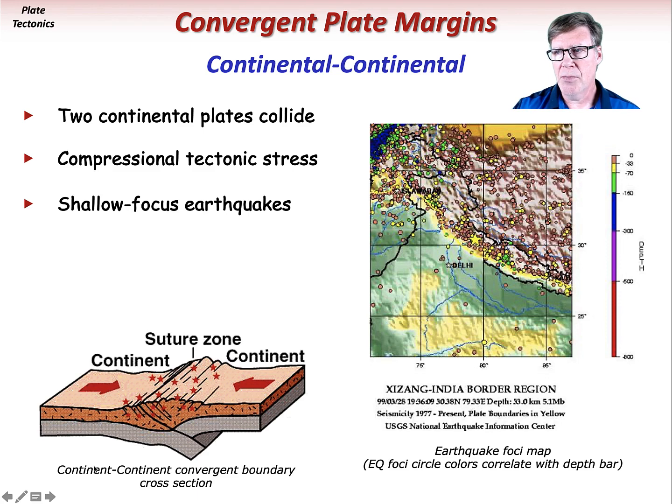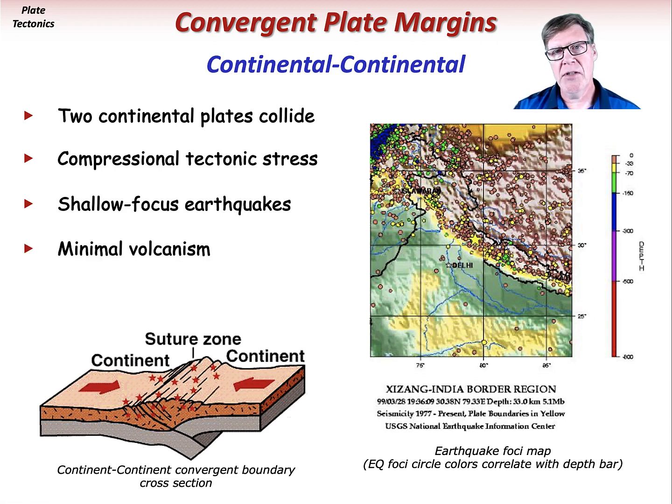You can see from this portion of the Himalaya, mostly shallow focus quakes that are either orange or yellow with a smattering of green ones here, but they're still relatively shallow. So shallow focus quakes because there's no subduction. So we lack that typical banded earthquake pattern of a subduction zone here.